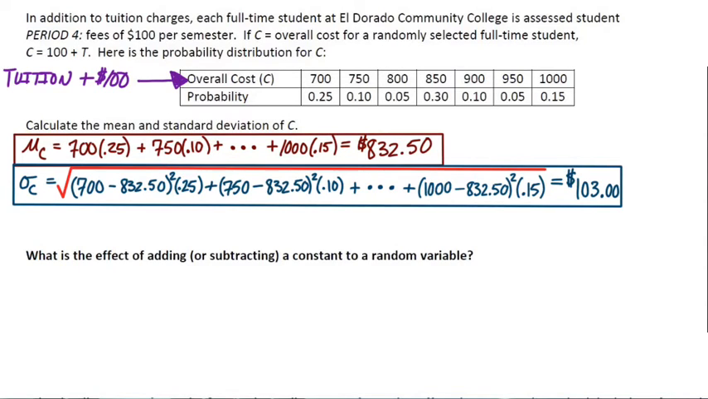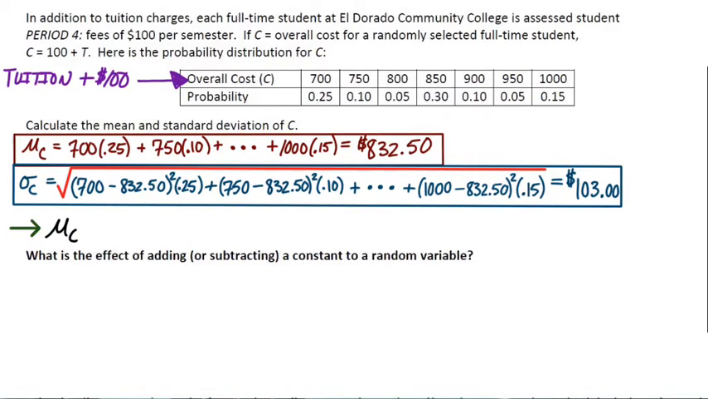So what does that prove? If we add $100 to every single student, it takes the entire distribution and shifts it 100 units in this case, but the spread of these data points wouldn't change. So the standard deviation, therefore, doesn't change.